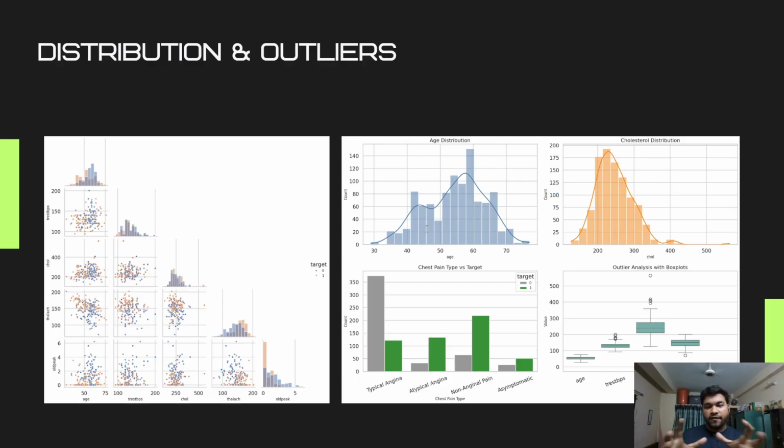The slide shows the feature distribution and outlier analysis. Most patients are between 50 and 65 years old, and the cholesterol distribution is slightly skewed and contains several outliers. The box plots also confirm the presence of outliers in features like cholesterol and blood pressure. One advantage of decision tree and random forest is that they naturally handle outliers and nonlinear data without requiring normalization.